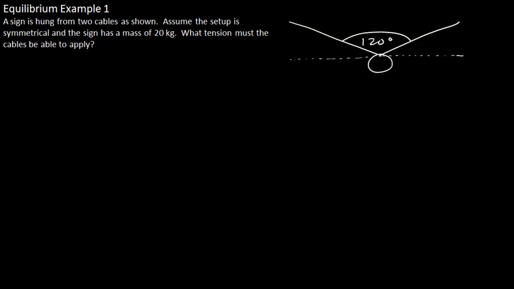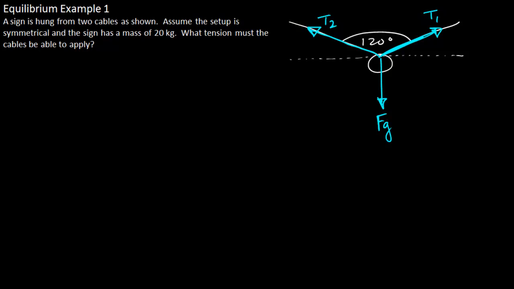First, let's start by drawing a free body diagram. We have a force due to gravity acting on the sign. We have a tension due to the cable on the right, which I'll call T1. And we have a tension due to the cable on the left, which I'll call T2.